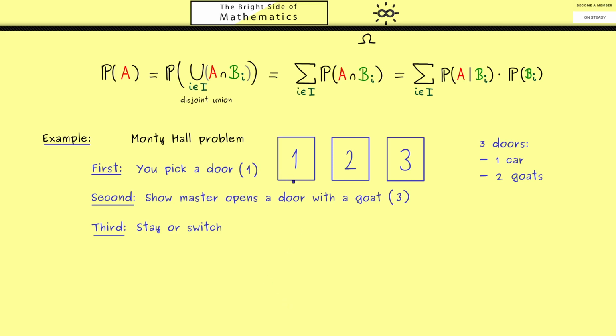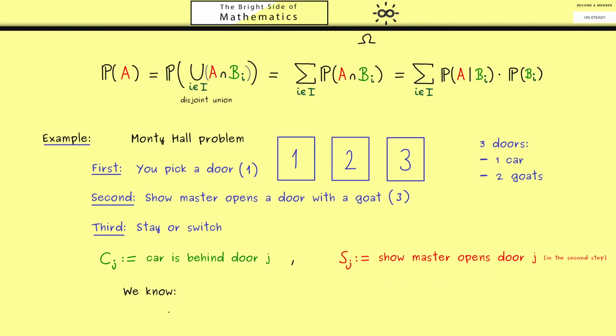Here, please note, the names for the doors are arbitrary, therefore we can just assume that we pick door 1 at the beginning and then door 3 is opened by the showmaster. Moreover, we need some names for the events we consider here. Here, C_J should be the event that the car is behind door J. In addition, S_J should be the event that in the second step, the showmaster opens door J. Hence, we already know some conditional probabilities. Namely, the probability of S3 under the condition C3 has to be 0. The showmaster will never show you the car in the second step. He always opens a door with a goat.